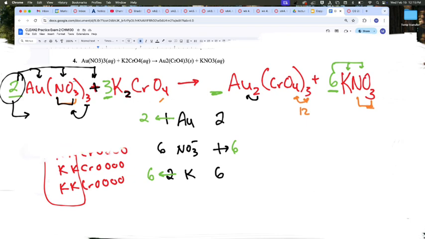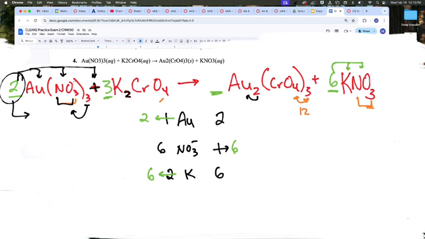So our potassium is now balanced. What's next? I could look at my CrO4. How many CrO4s? Which is kind of painful to go through and say. I have 3 on the left and I have 3 on the right. I changed coefficients, which means what should I do? I should double back, go all the way back up to the gold, and check gold.